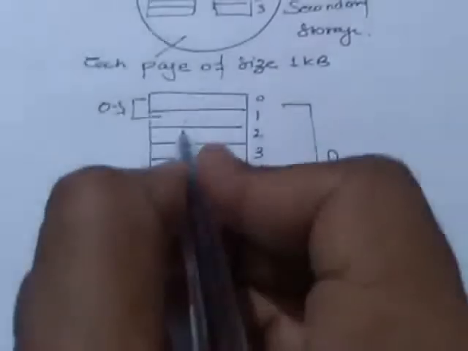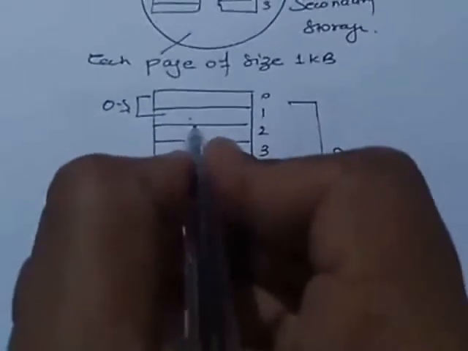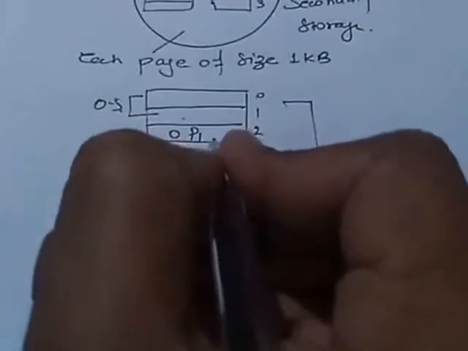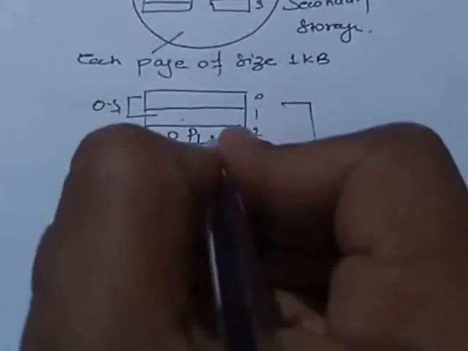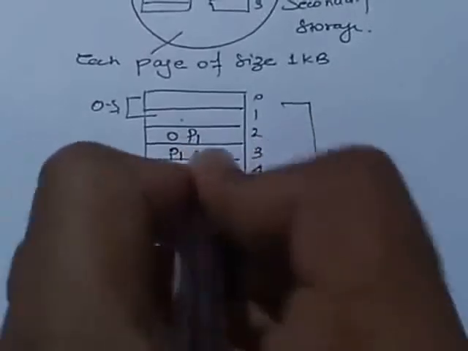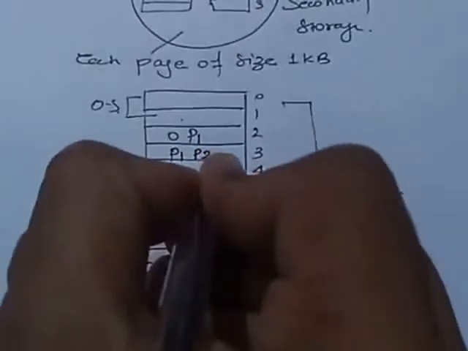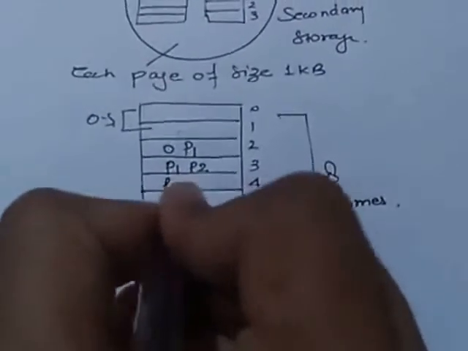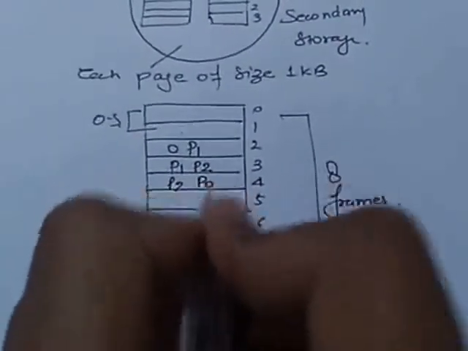In the third partition, the first page of P1, that is page 0 of P1, is stored, and the other frames are also filled up. In the fourth portion, the first page of P2 is stored. In the fifth portion, P0 is stored.